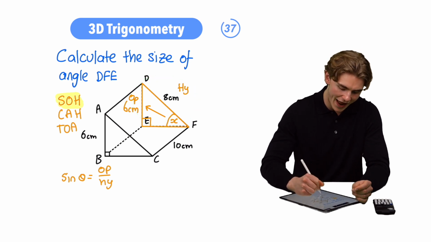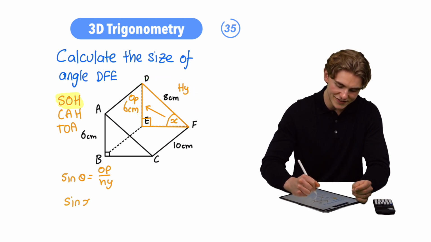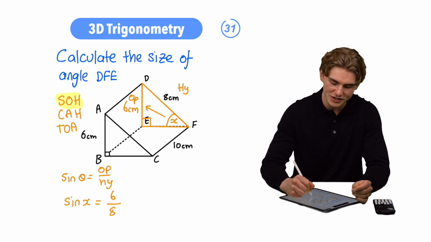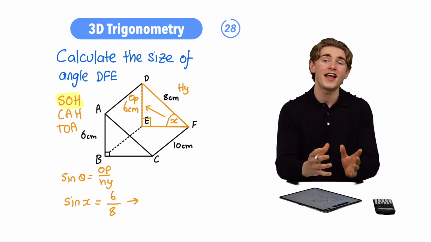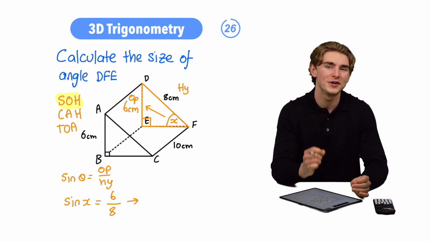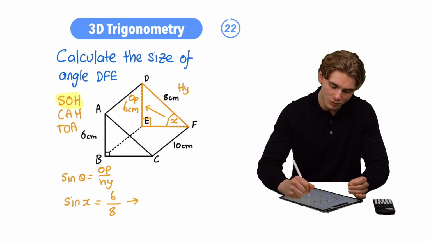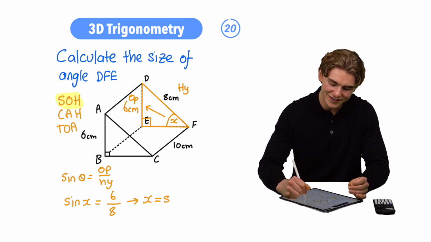Now, guys, finally, we can substitute in our values and see what we're going to get. We're going to get that sine of our angle, which is X, sine X, is equal to our opposite side length, which is 6, divided by our hypotenuse, which is 8. And finally, guys, we can find the value of our angle X. How do we get the value of our angle? We're going to do sine to the minus 1 of both sides, and we're going to get that X is equal to sine to the minus 1 of 6 over 8.